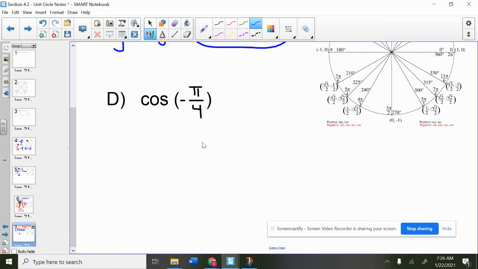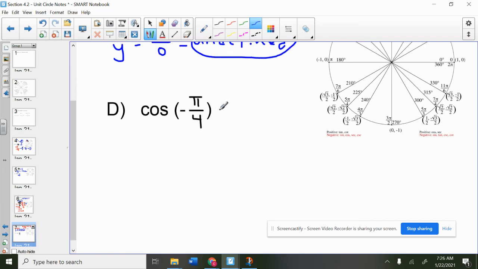Okay. Cosine of -pi over 4. In this situation, we don't have -pi over 4, so we need to do a little bit of work. So I take that -pi over 4. That's too small, so I'm going to add 2 pi. That's 2 pi over 1. I don't have a common denominator. I can multiply both top and bottom by 4.